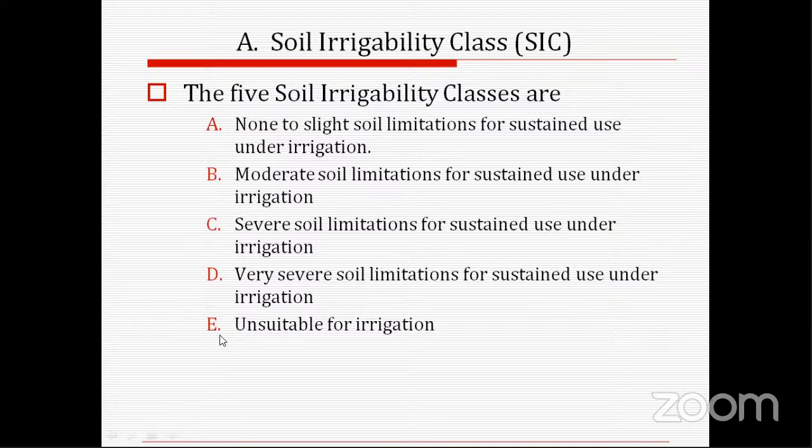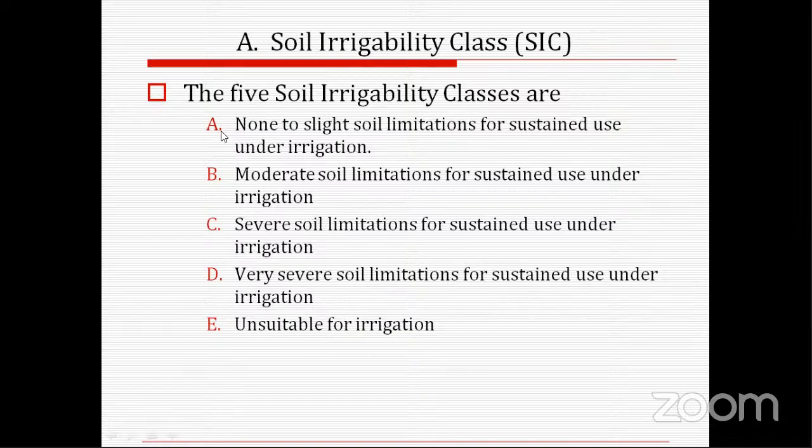A, B, C, D, E. Soil irrigability classification. What are those? Based on the moisture only. A: none to slight soil limitation for sustained use under irrigation. There will be almost no limitations for sustainable irrigation. But in B, some moderate soil limitations will be there. Whereas in C, there will be severe limitations. In D, there will be very severe limitations for sustainable use of irrigation. Under E, it is unsuitable for irrigation. This is soil irrigability classification.